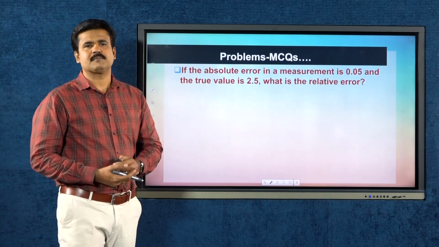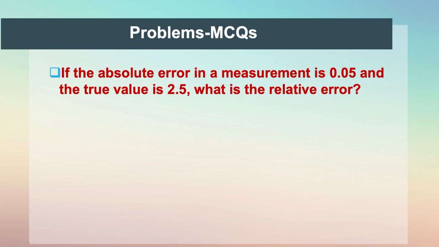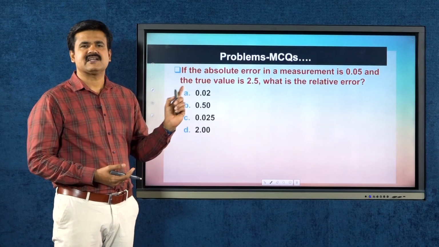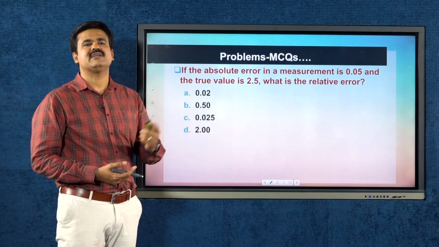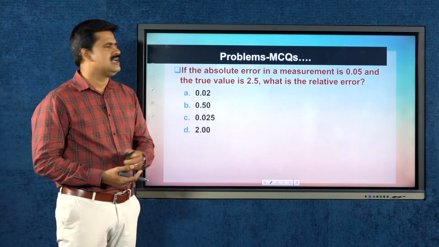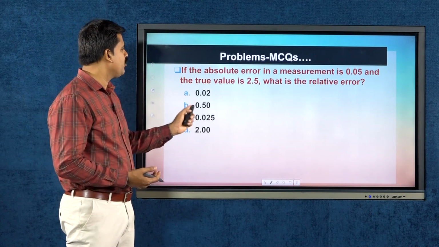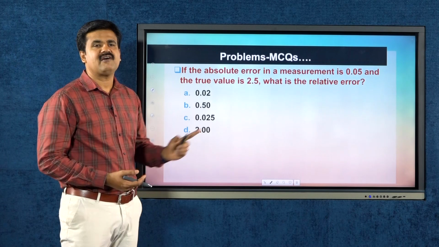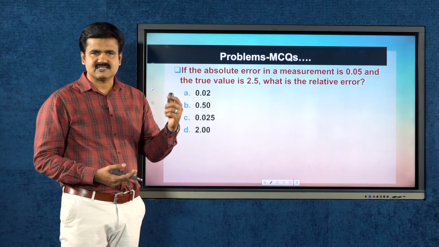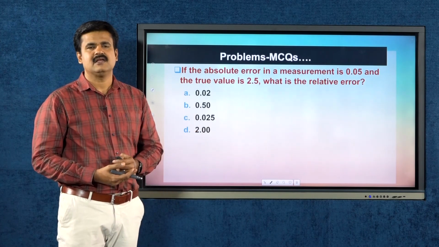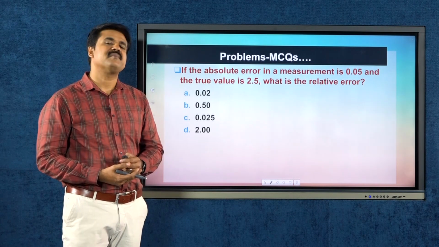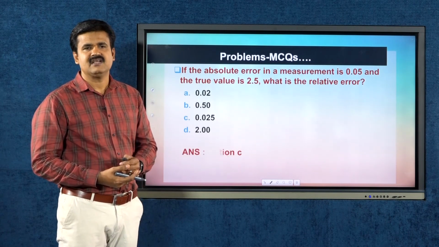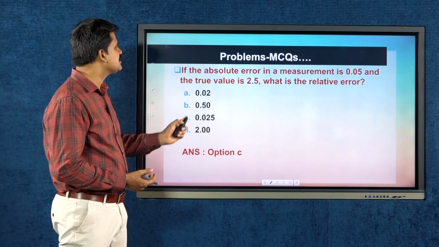Now, another problem. If the absolute error in a measurement is 0.05 and the true value is 2.5, what is the relative error? Absolute error is here, you have to find out the relative error. So, 0.02, 0.50, 0.025 and 2 are the choices here. You have to find the right answer based on the expression you have studied, and it is clear that option C will be your right answer.